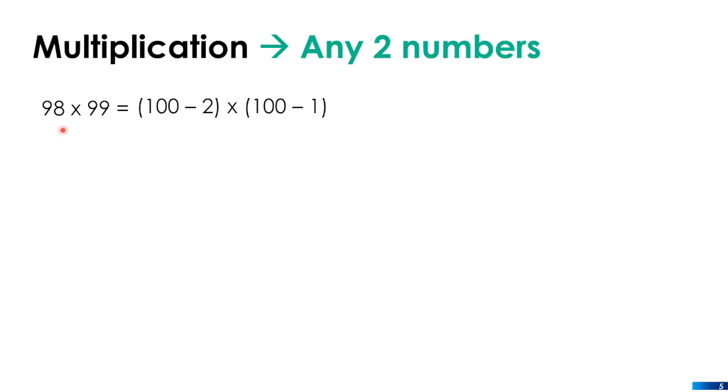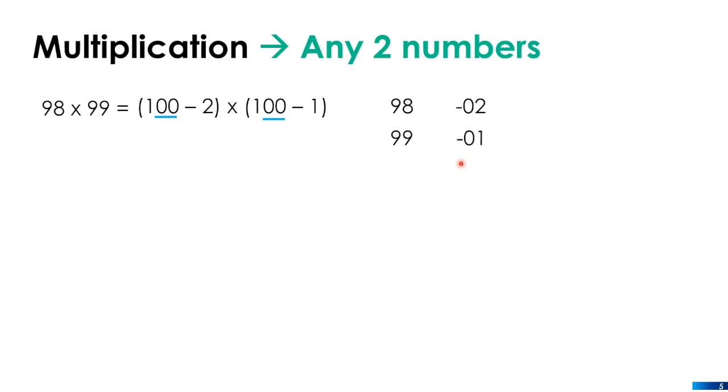98 is 100 minus 2. 99 is 100 minus 1. So you put them on the right like this, 98, 99. And since this is 100 minus 2, you put minus 2 over here. And because this is 100 minus 1, you put minus 1 over here. You realize I didn't put it as minus 2. I put it as minus 02. I put it as a two-digit number.